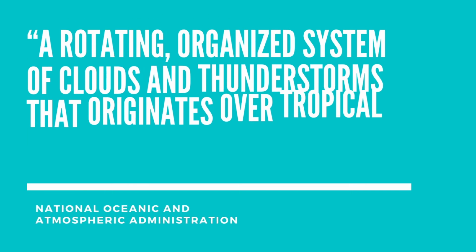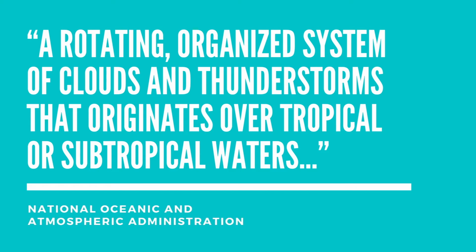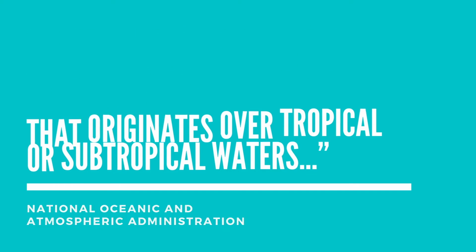Hurricanes are a type of tropical cyclone, which NASA states is a rotating, organized system of clouds and thunderstorms that originates over tropical or subtropical waters. Tropical cyclones are capable of causing significant harm and damage to life and property.